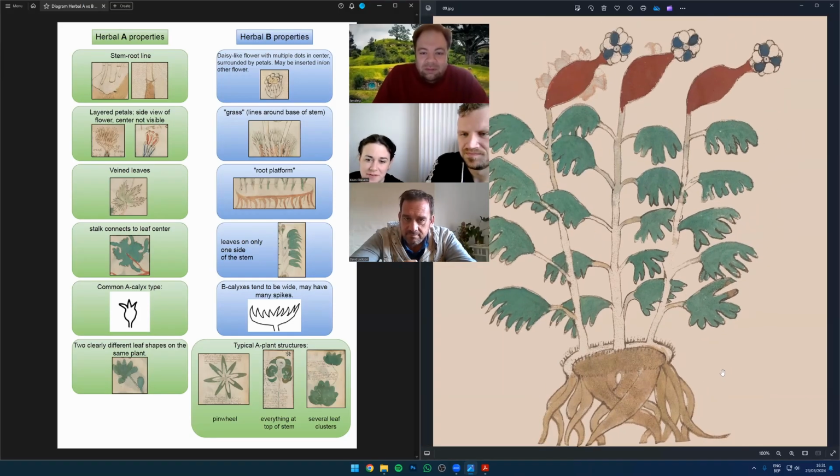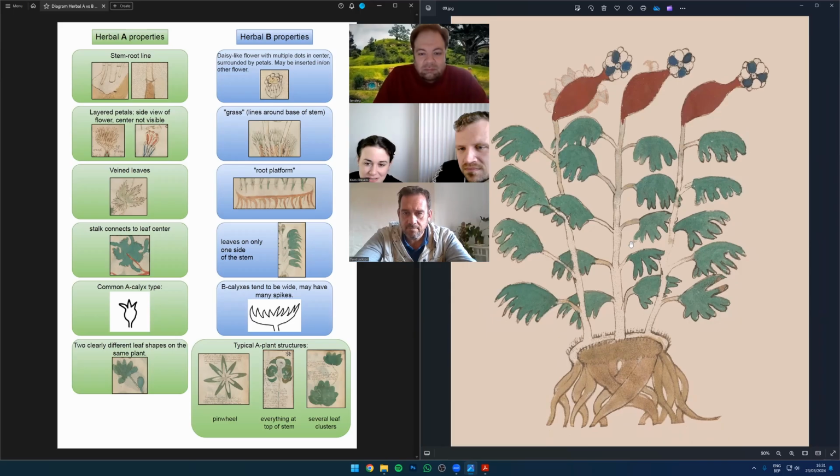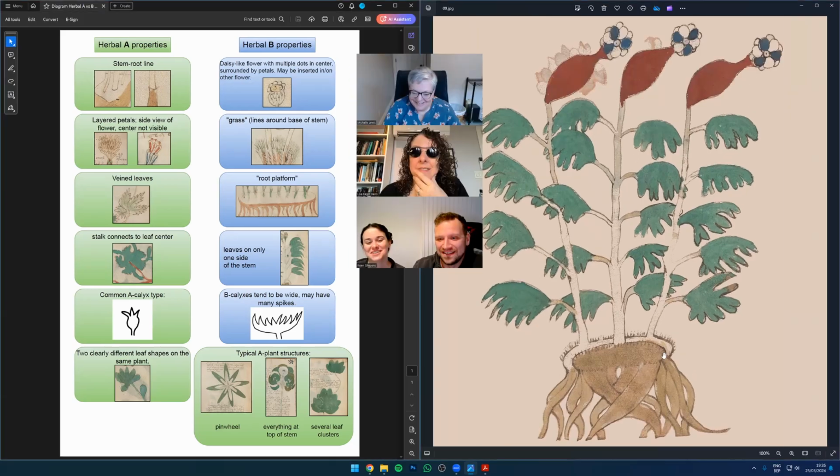But if you define a root platform as a piece of land that has multiple stems growing out of the top, and multiple roots growing out of the bottom, it seems to be similar to that. And so it's not super clear here, but if you look at the stalks, plants that way, leaves that way, and everyone has leaves on both sides. Yeah, exactly.